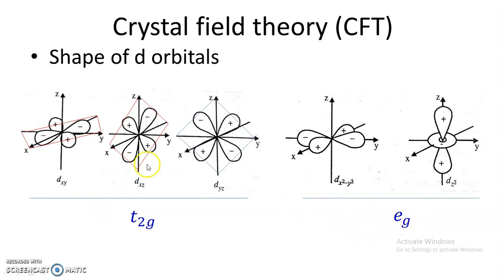So in this way there are 5 d orbitals: dxy, dyz, dzx, dx square minus y square and dz square. In an isolated gaseous atom, these 5 d orbitals have the same energy, or they are degenerate. The 3 orbitals in which lobes are in between the axes are triply degenerate gerade orbitals represented by t2g, whereas the remaining 2 orbitals, where lobes are oriented along the axes, are doubly degenerate gerade orbitals represented by eg. So this is about the shape of d orbitals.